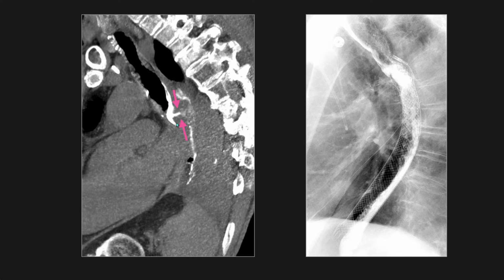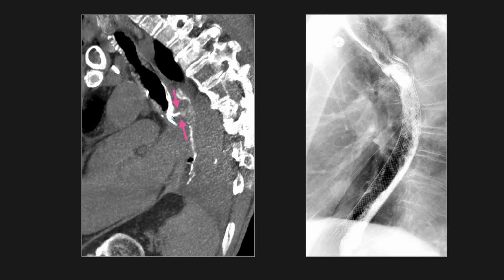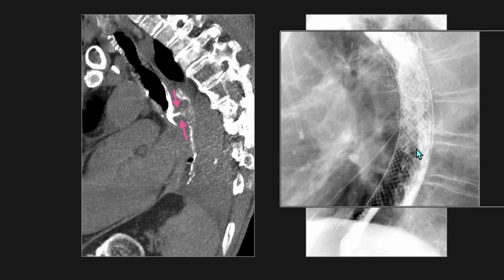This sagittal off-plane reformat shows contrast within the esophagus here, and the thin channel of communication with the left mainstem bronchus. Using the CT protocol, we were able to make a confident diagnosis and help to guide treatment with esophageal stenting.